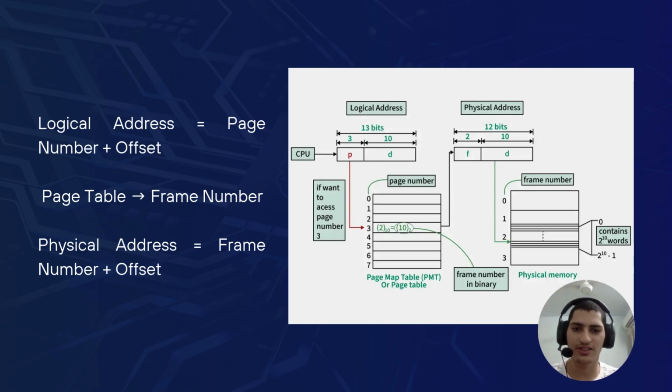Every logical address consists of two parts, the page number and the offset. The MMU uses the page number to look up the page table, which tells it which frame number in RAM holds that page. It then combines the frame number with the offset to create the final physical address where the data lives.